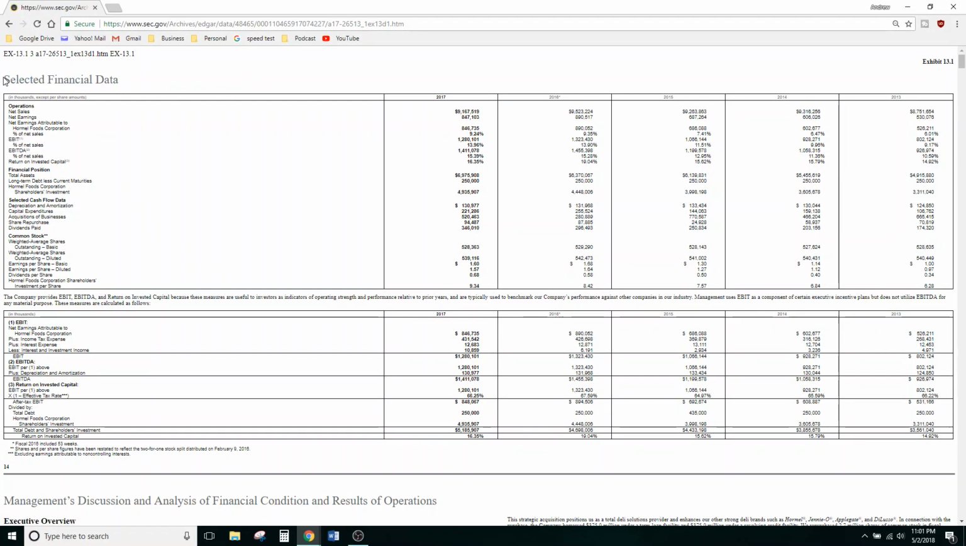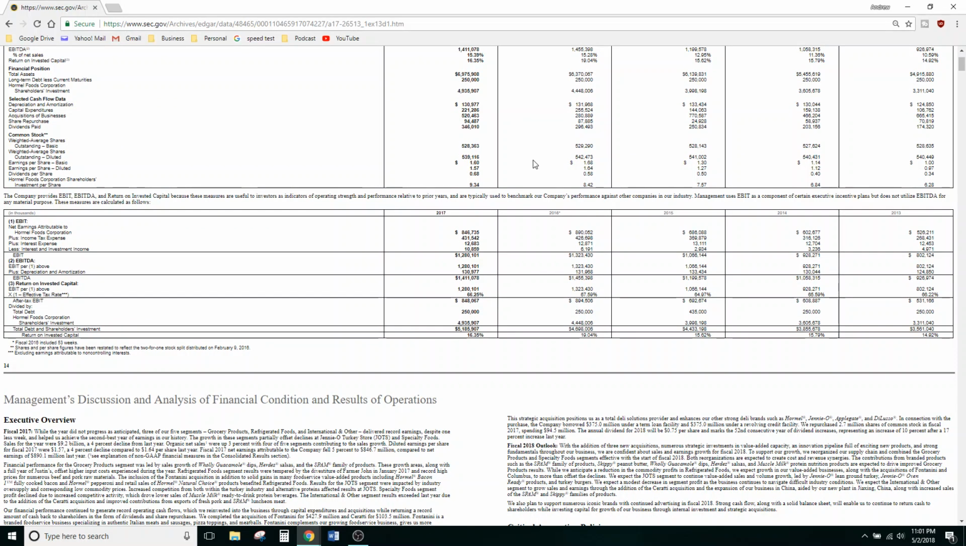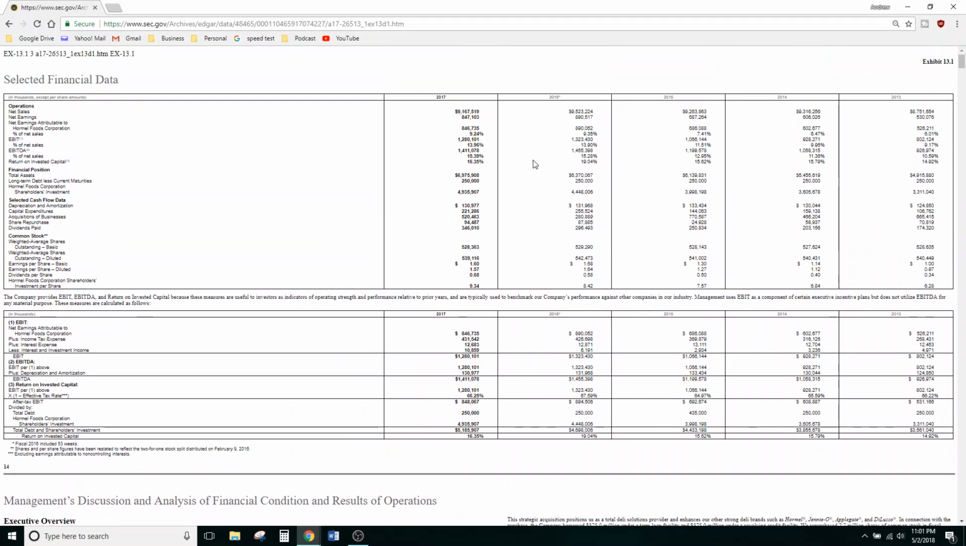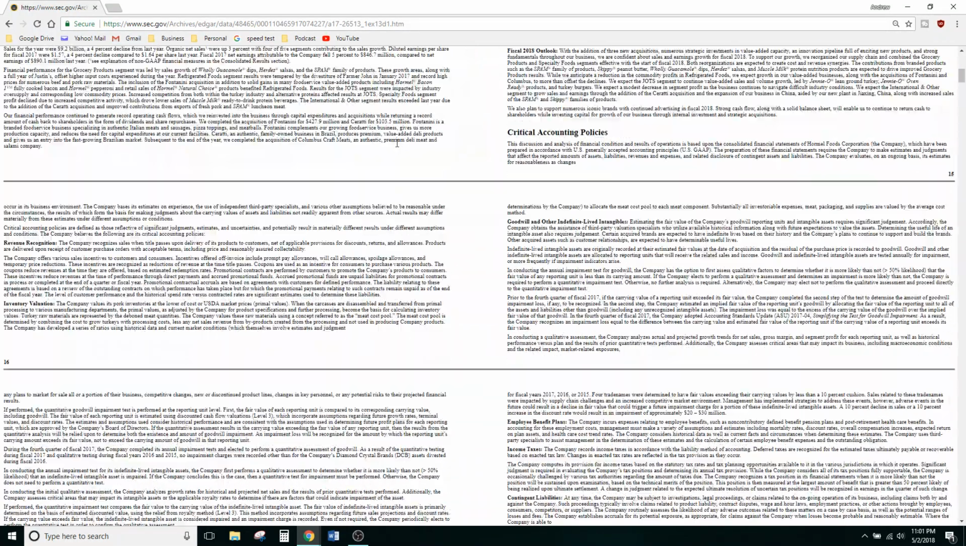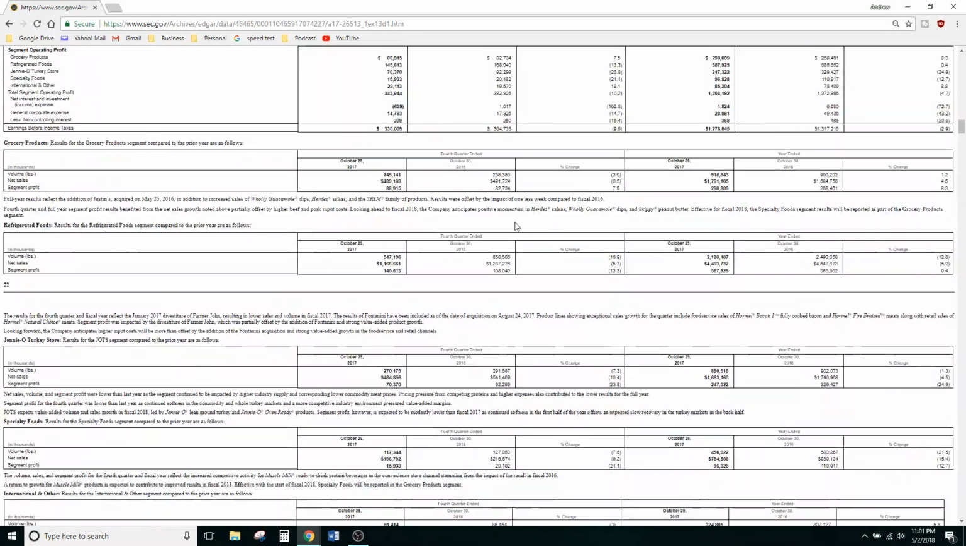Here's another thing that's important. When it says selected financial data, that's going to give you data that is not GAAP, which is generally accepted accounting principles, practices. I can't remember what that P stands for, but that's important because if it's not GAAP, then it's not audited by the SEC, and so they can kind of manipulate data and do things of that nature. So you want to always make sure you're looking for consolidated.